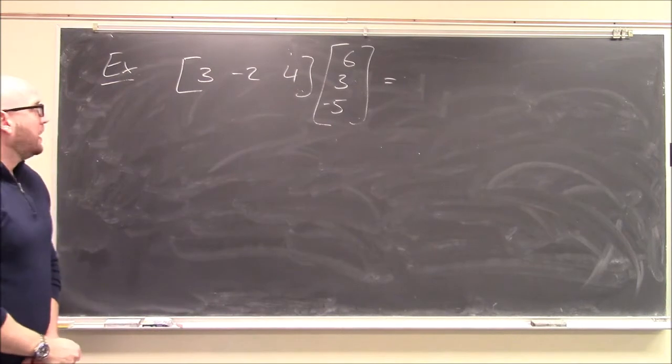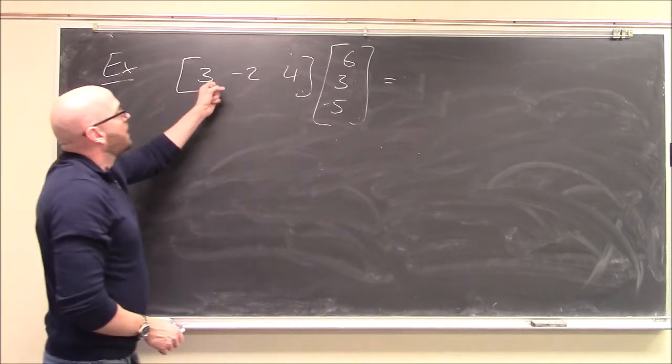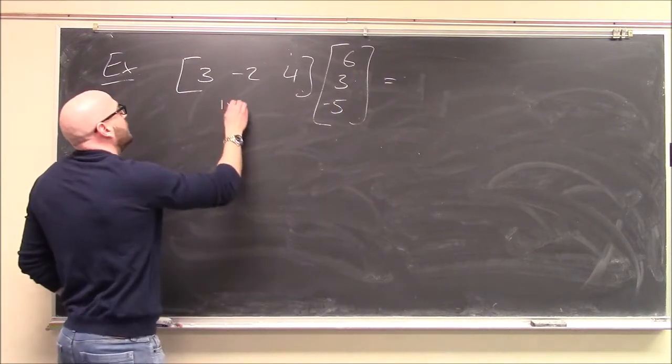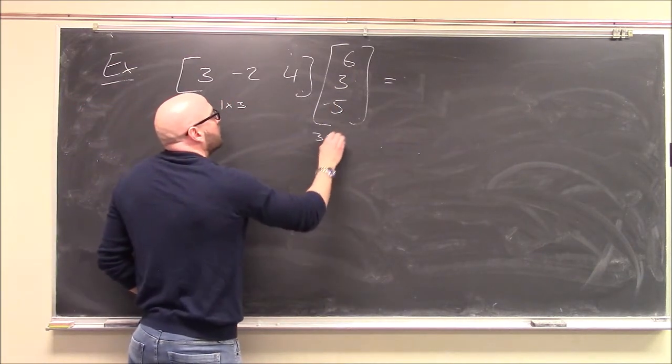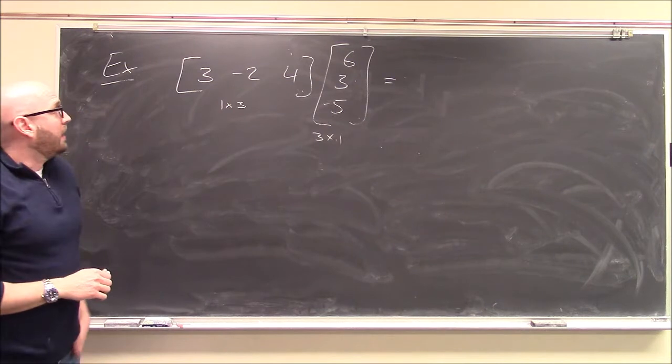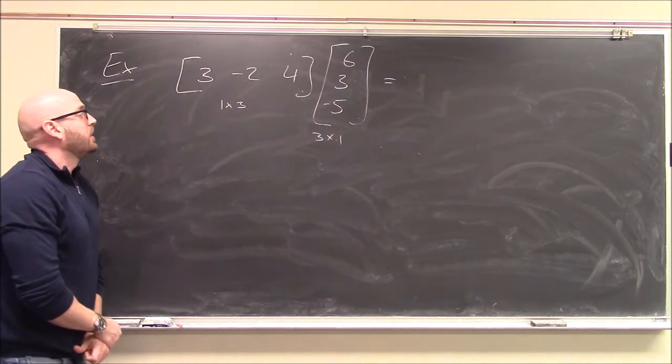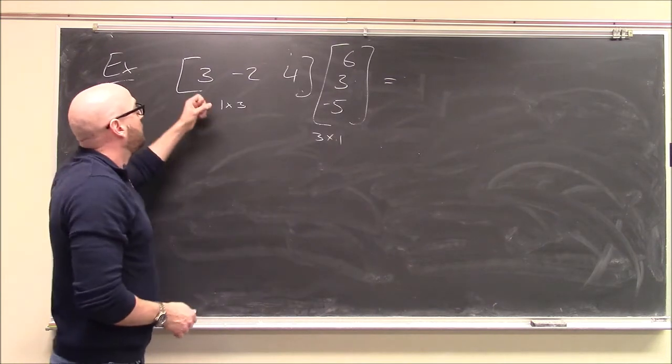Okay, so here's a product I want to compute. This is a 1 by 3 matrix times a 3 by 1 matrix. So 1 by 3 times 3 by 1. I have a row with 3 entries, a column with 3 entries, so I can compute this product. And the product is defined as follows.